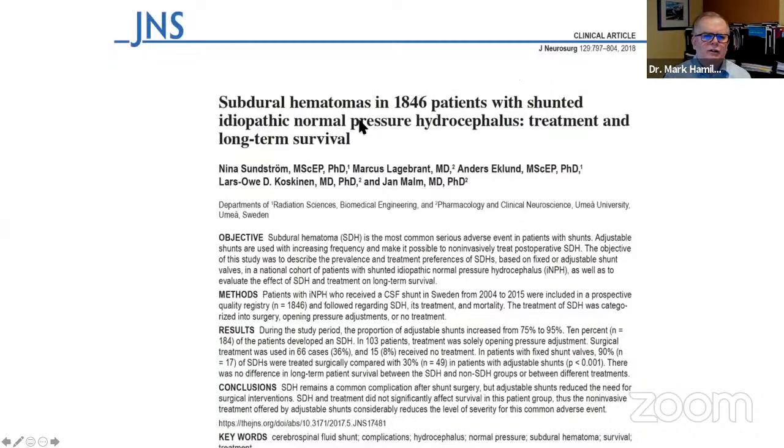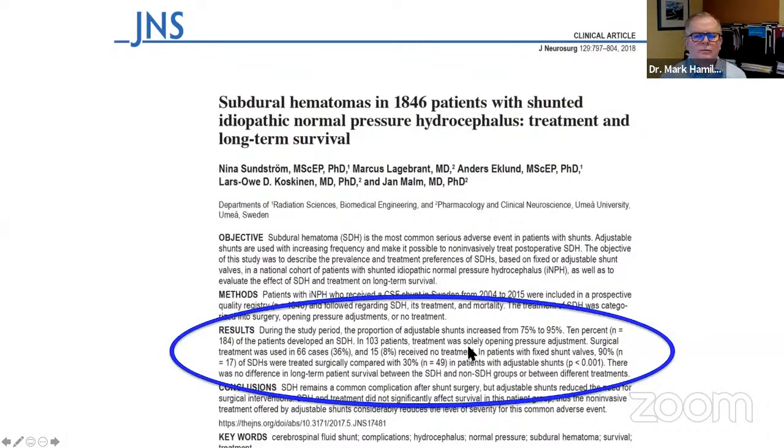So I want to talk about overdrainage a little bit. This paper came out of Umeå in Sweden, Jan Malm's group, and they looked at overdrainage from their iNPH registry. It's a Swedish registry. And what they showed was that about 10% of the patients developed subdural hematomas. So this is a mixture of effusions and subdural hematomas, and a mixture of programmable valves and non-programmable valves. So lots of variables, but it shows us the relevance of overdrainage as an issue in patients.